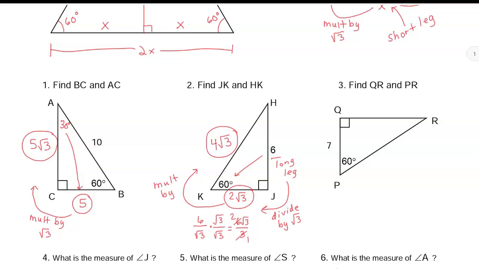Number 3, side QP has a length of 7, and it's across from the 30-degree angle.